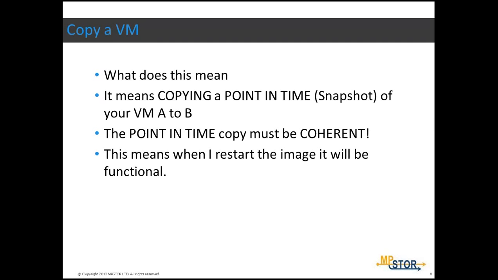Very important, that point in time copy must be coherent. By that I mean that if I restart the image, it will be functional, and it will be functional from the time T0 when we said we were making that point in time copy. So that's what we mean by copying a VM. It's not just copying the data while the data is changing. We have to very specifically take a snapshot of the data, and that data has to be coherent, copy it, restore it back to another virtual machine, and then hopefully the restored virtual machine is going to be a coherent and true snapshot of the point in time copy that we made.